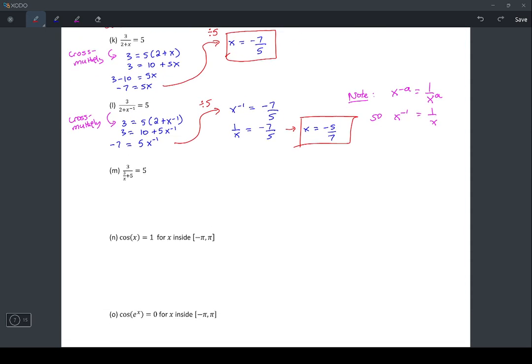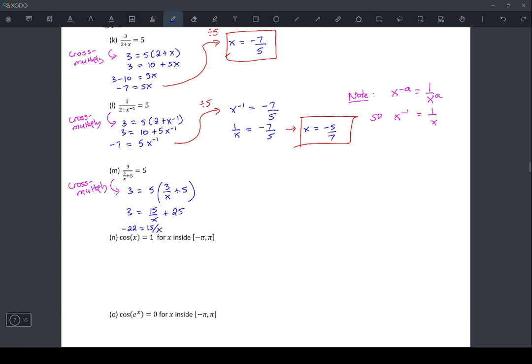Okay, question M. Very similar to the above. Cross multiply. So 3 is equal to 5 times 3 over x plus 5. And distribute through the brackets. 3 is equal to 5 times 3 over x, so 15 over x plus 25. And then subtract 25 from both sides. So negative 22 is equal to 15 over x.